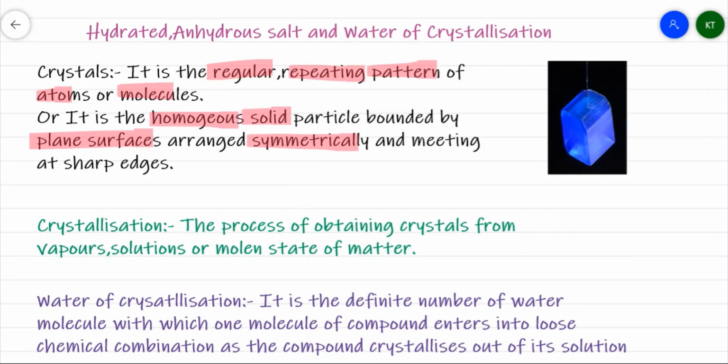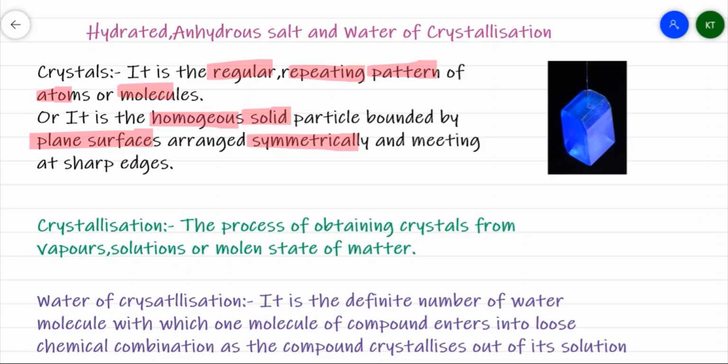You must have seen the crystals of sodium chloride, copper sulfate, glucose, sugar crystals. If you take a pinch of those substances and rub it between your thumb and finger, you can feel something pinching you. That's how we can identify crystals.